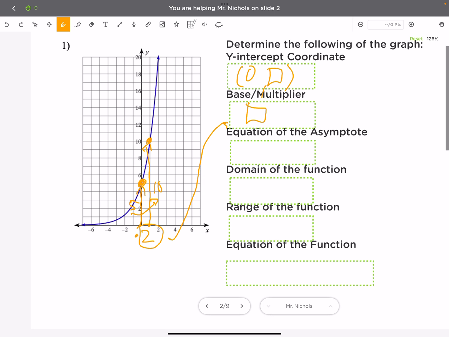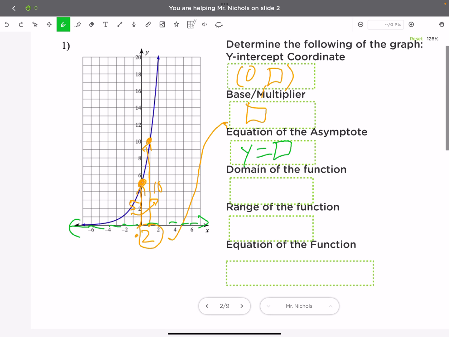Now for the equation of the asymptote, remember the asymptote is the part where the exponential function goes close to without ever touching. So in this case, it's at 0. It's a horizontal line, so it's always going to be y equals some value. Usually it's going to be 0. In this case, it is, of course, 0, but it's wherever that horizontal line is.